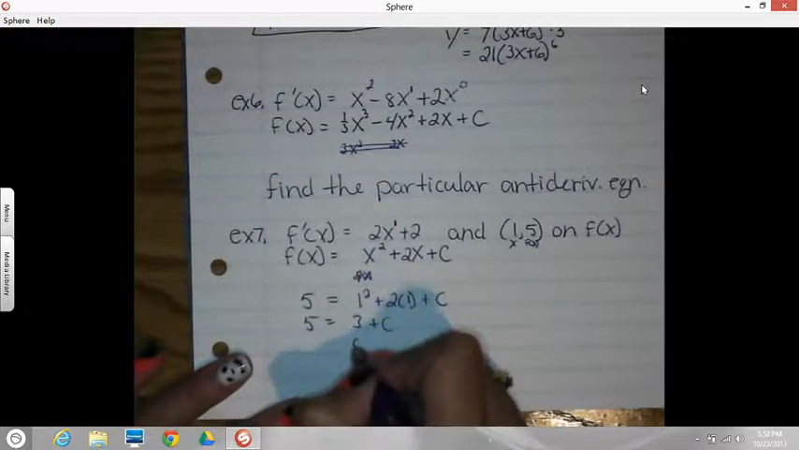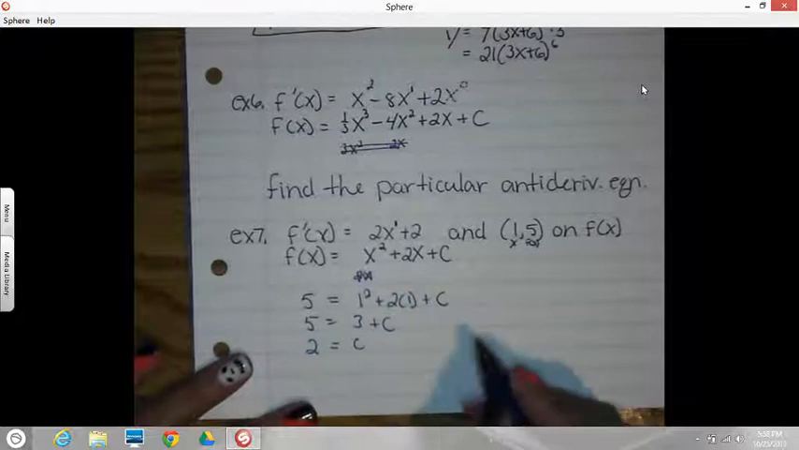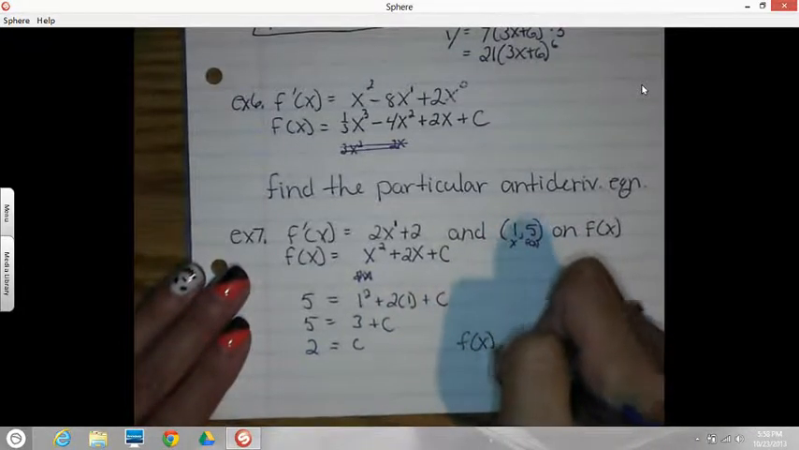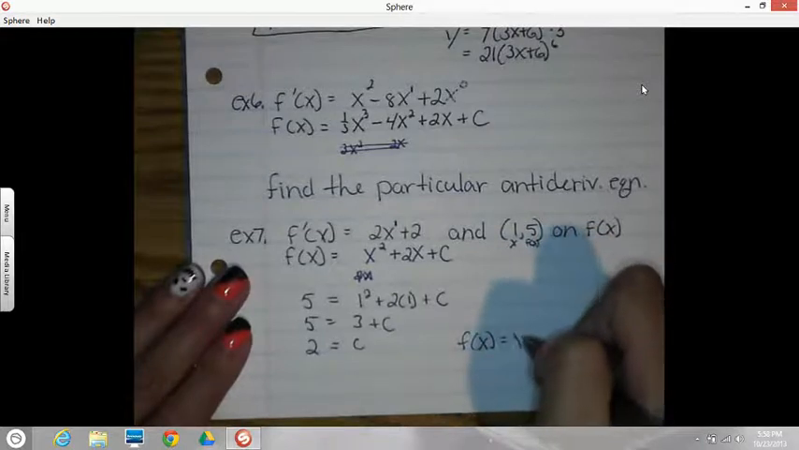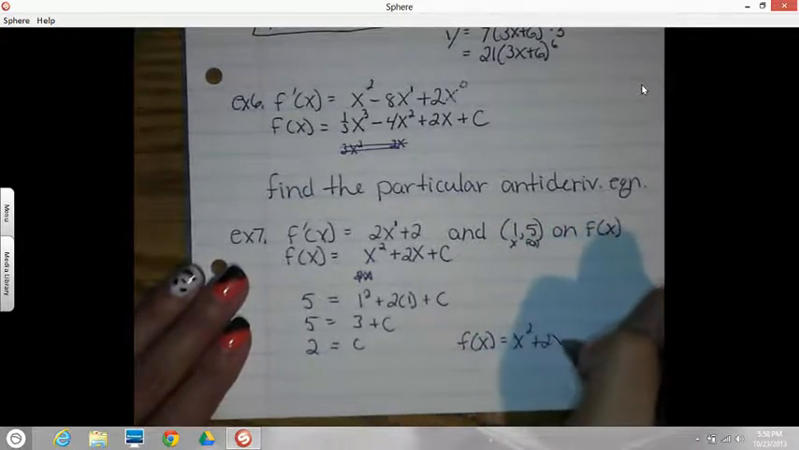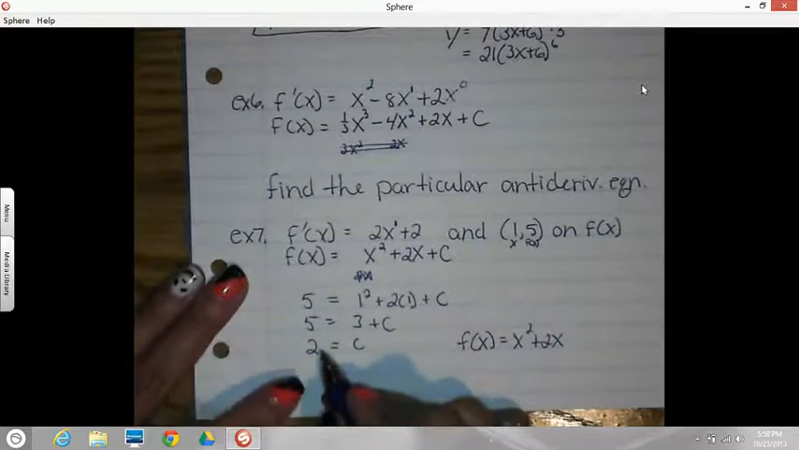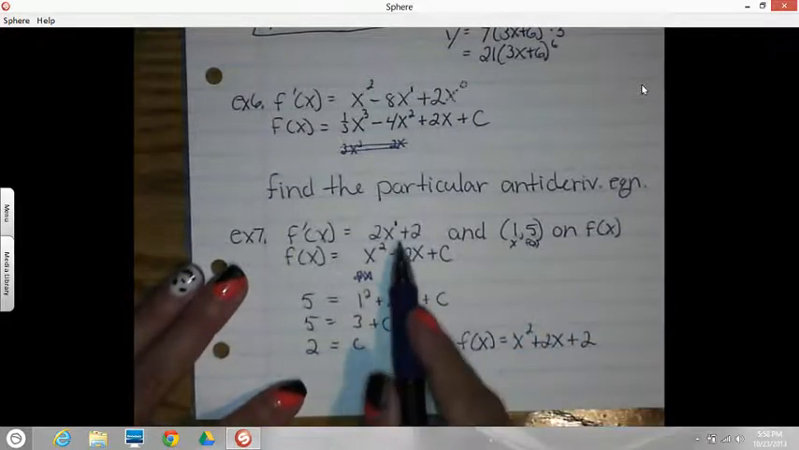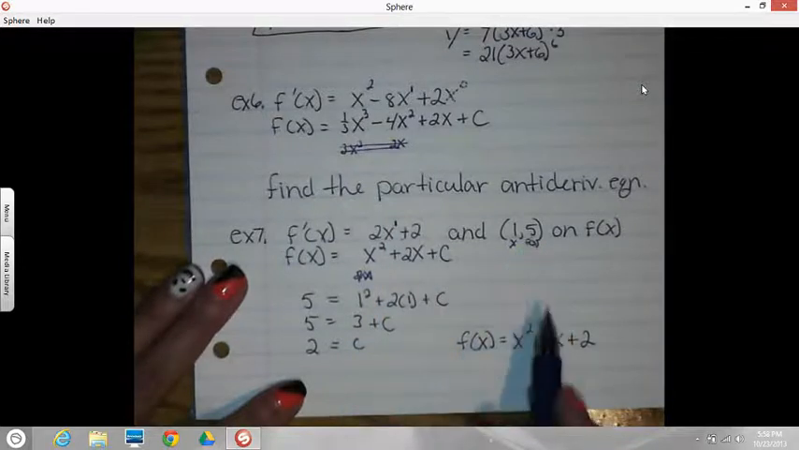C is a 2. So the particular equation would be f of x equals x squared plus 2x, and instead of plus c, I know it was the constant value of 2. And it will have that derivative and have that point on the original graph.